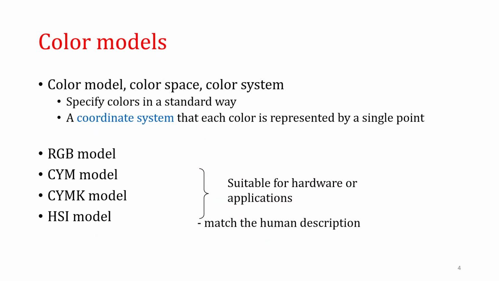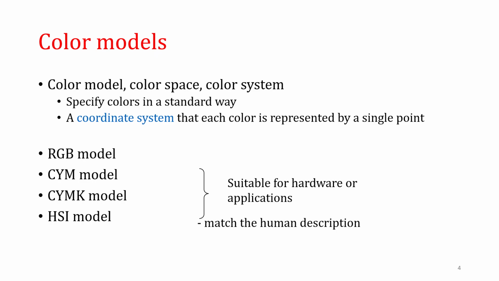What are all the color models available? Color model, color space, and color system are all the same. It is a coordinate system in which each color is represented by a single point. The types of color models are RGB, CMY, CMYK, and HSI. We will be seeing them one by one.